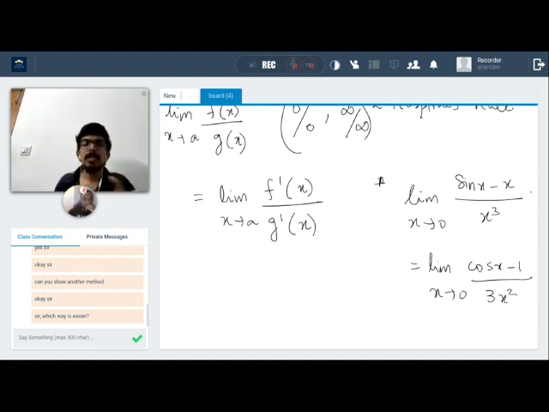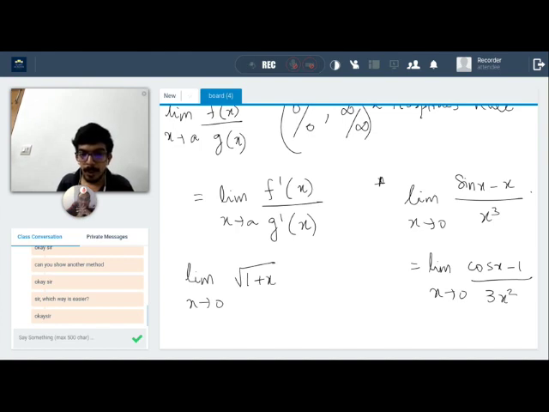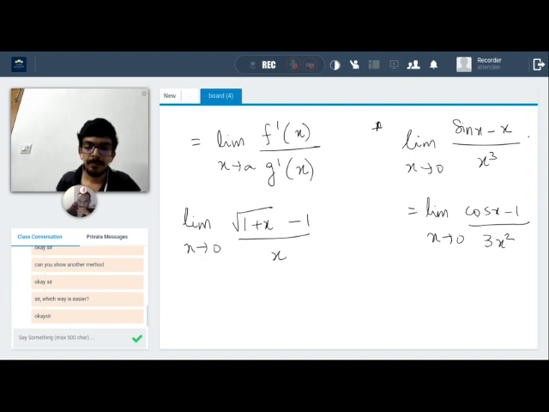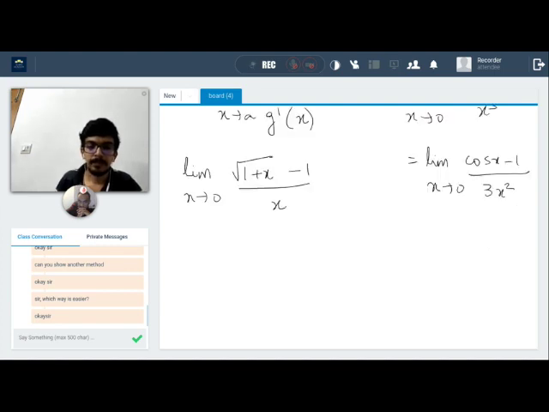Now, this question can be easily solved using L'Hopital's rule. I hope this is clear. So this is limit x tends to 0, root over 1 plus x minus 1 by x. Now I'll just differentiate the numerator and denominator separately. So this is limit x tends to 0.